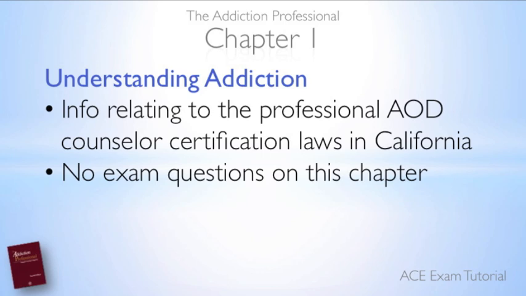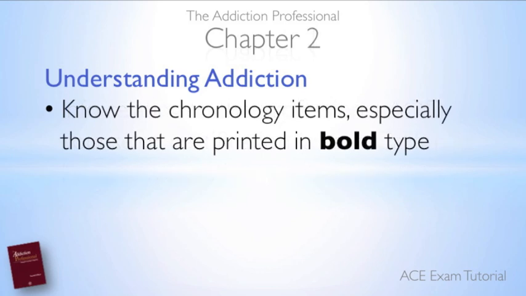Chapter 1 has a lot of good information about professional competency and certification, specifically certification laws in California, but there will be no exam questions on this chapter. Chapter 2 covers history and overview, and there is a lot of information that will be tested on from this chapter, and the important parts to know are everything that is in bold font, especially within the chronology of chemical use and abuse.